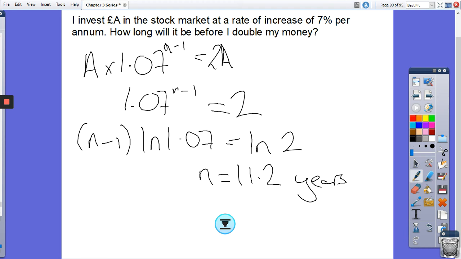Now, there is a point about this. I've mumbled through that point there. I think in an exam, they'd accept 10.2 or 11.2, or they would word the question a bit more specifically than I have done there. Now, there is a serious point to this beyond this, and that's the power of compounding.